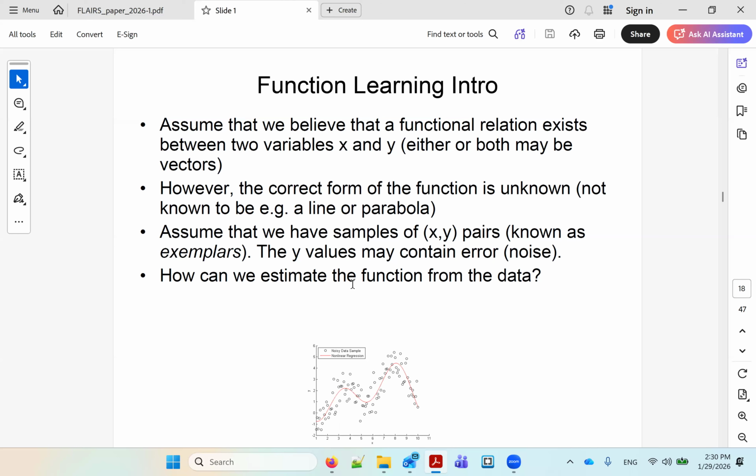Let's see, I'll just kind of follow the slide here. It's saying assume we have a functional relationship between two variables x and y. More typically x will be high dimensional and y may be high dimensional too, but for the blackboard, it's good to have an x which is one dimensional and a y which is one dimensional, just to get learning done. So let's assume that we don't know the correct form of the function.